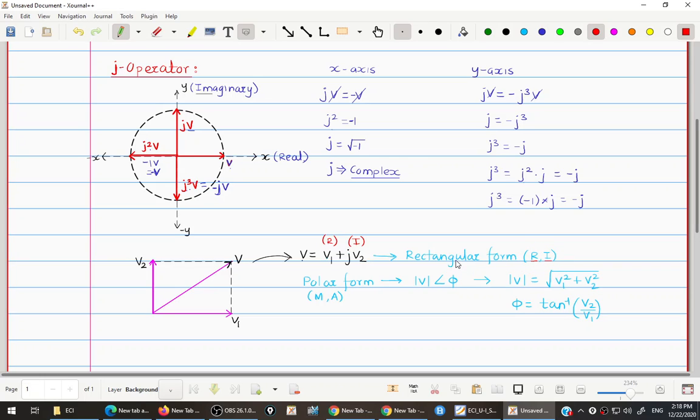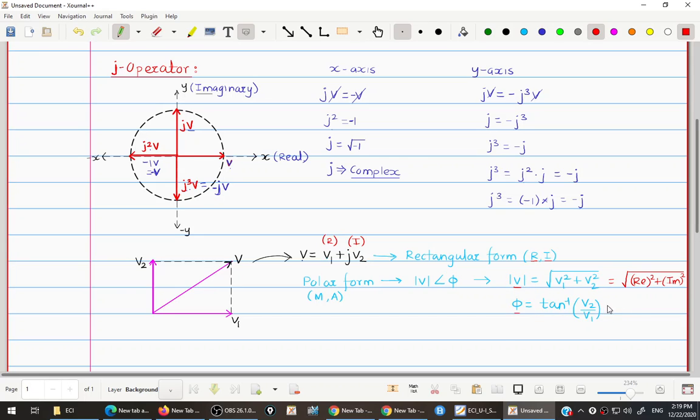So your rectangular form has two parts, real part and imaginary part. Now if you want to convert this rectangular form into polar form, first you have to take magnitude and then you have to take angle. For calculating magnitude, we are taking square root of real part square plus imaginary part square. We have to take squares of them and then use the square root. So this will give you magnitude.